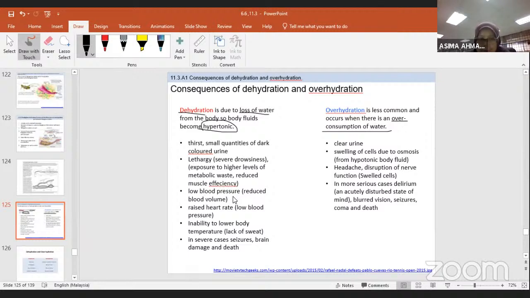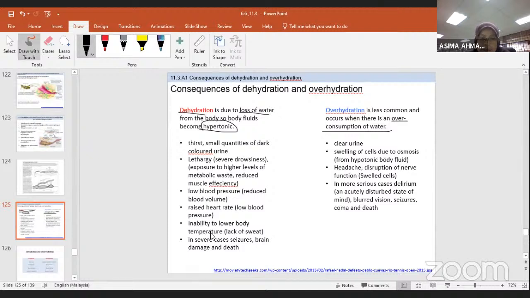And then next is low blood pressure. Why? Due to reduced blood volume. Because lack of water reduces blood volume, resulting in low blood pressure. And then next is raised heart rate. Raised heart rate due to low blood pressure. Our heart needs to work harder by increasing the heart rate.